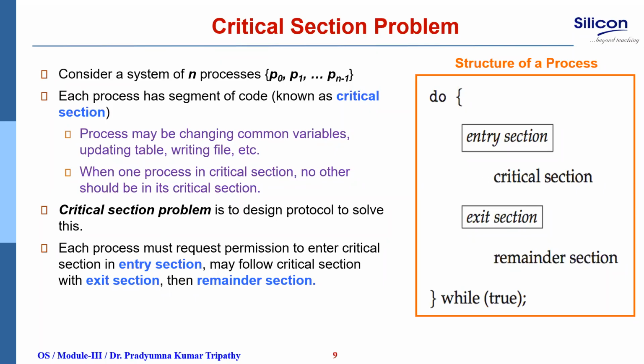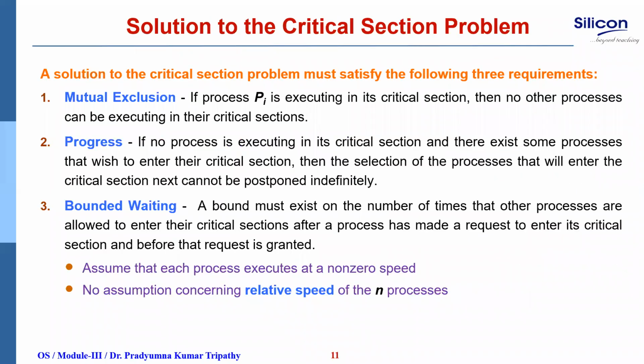We have also discussed that whatever solution you propose for the critical section problem, that solution should have three properties. What are those properties? Mutual exclusion, progress, and bounded waiting. We have already discussed those.